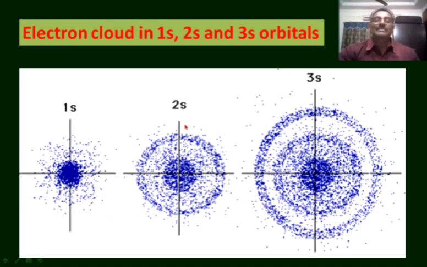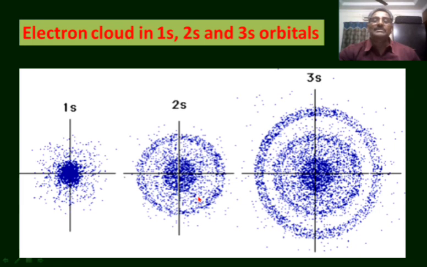Whereas in 2s orbital, you can observe two concentric circles. This is one concentric circle and this is another concentric circle. In between, the electron cloud density is very low. At a certain distance, the electron cloud density is 0. That spherical region around the nucleus is the radial node or spherical node.